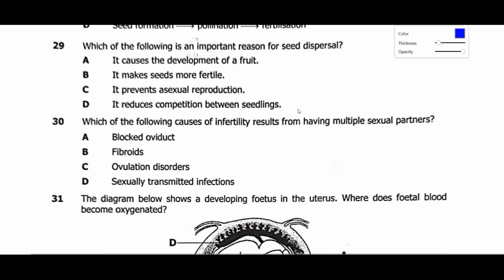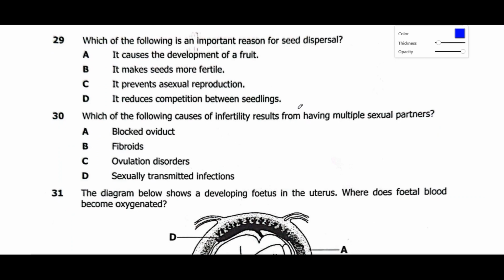Question 29. Which of the following is an important reason for seed dispersal? Number one, it causes the development of a fruit, no. It makes seeds more fertile, no. It prevents asexual reproduction, no. It reduces competition, yes. It reduces competition between seedlings, because seed dispersal is defined as the scattering of seeds, like the spreading over a wide area. Since they are spreading over a wide area, they won't grow in the same place, and because of that, the competition is reduced.